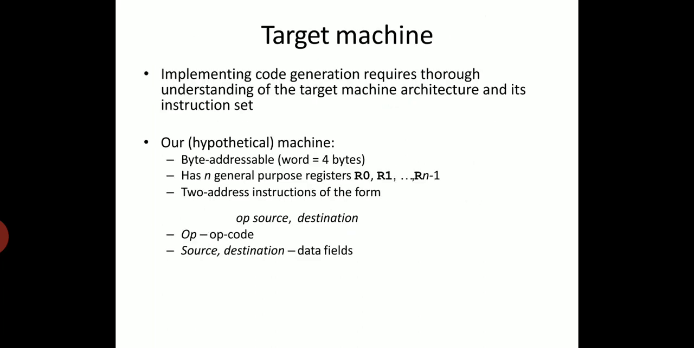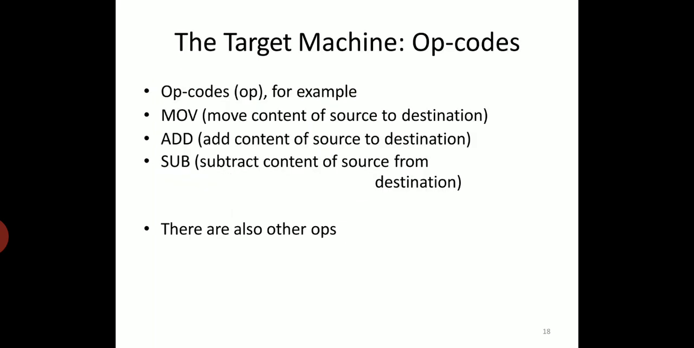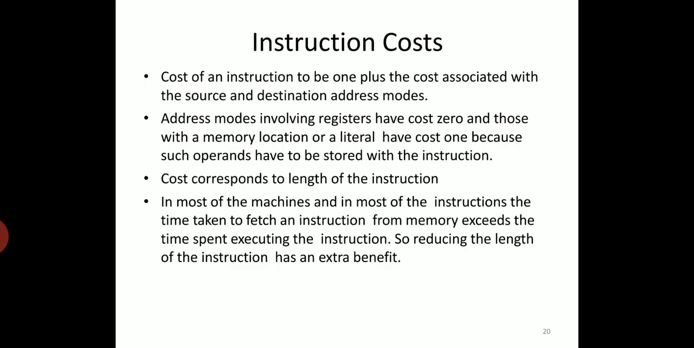Coming to the next topic, it is the target machine. We are assuming that we have a machine which is byte addressable. Here it considers one word as 4 bytes and it has n number of general purpose registers. It has two-address instructions. The form is op source comma destination. The op can be any operation. Then source and destination are data fields. The opcodes can be either move, add, sub or anything like that.